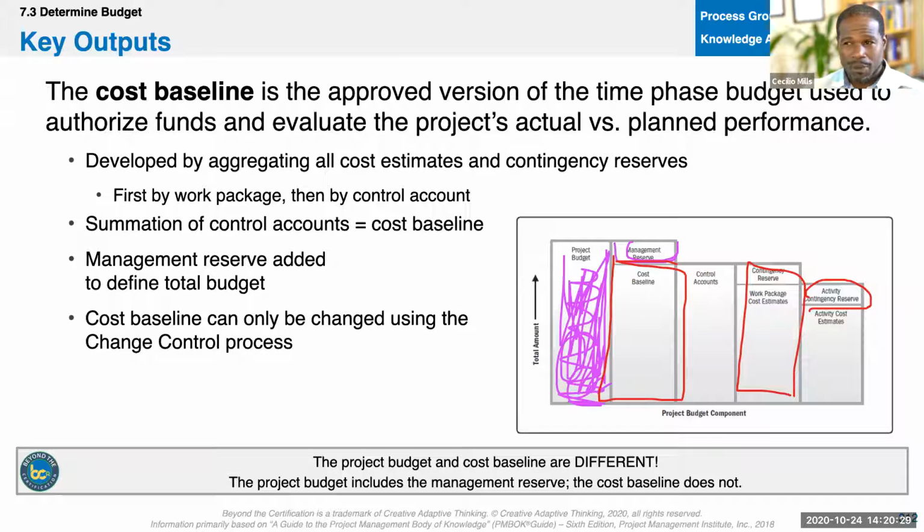So here's how you can remember that. The cost baseline starts with a C and it contains contingency reserves. C and C, we own that. The project budget contains management reserves and it's owned by management, M&M, all right? So contingency reserves are contained within the cost baseline. We own that as PMs. Management reserves are inside the project budget, and management owns that.